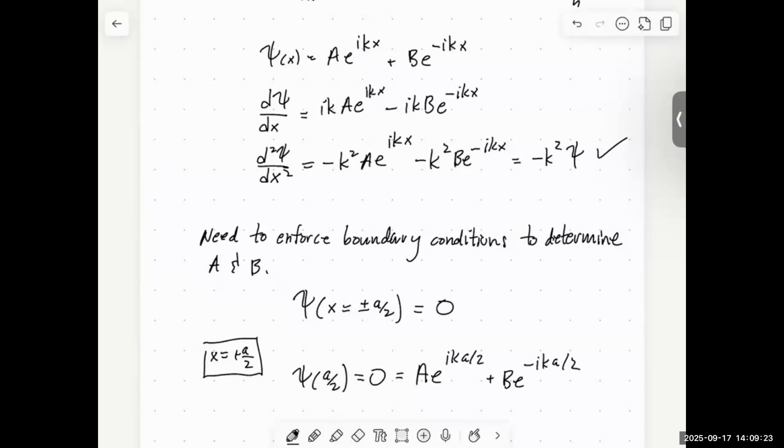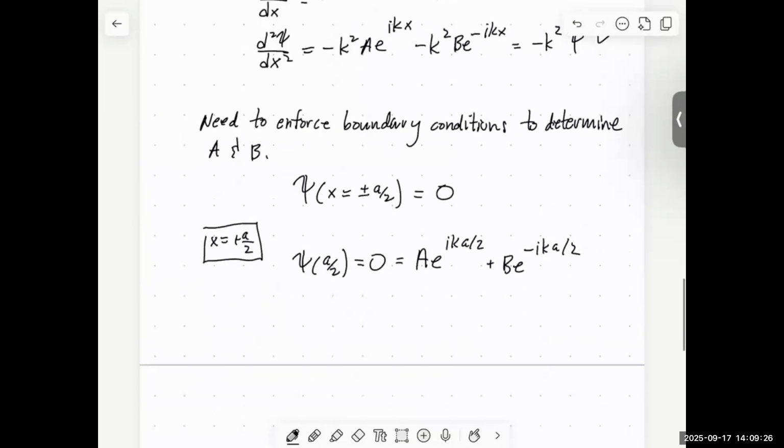All right. Let's see. I want that to be equal to 0. So what I'm going to do is multiply through by e to the ika by 2. If I do that, I'm going to get 0 times whatever, 0. A e to the ika, when I multiply by e to the ika by 2, gets rid of that 1/2. And I'm going to cancel this one, so I'll get a plus b. Okay, and so that tells me, therefore, that b is equal to minus a e to the ika.